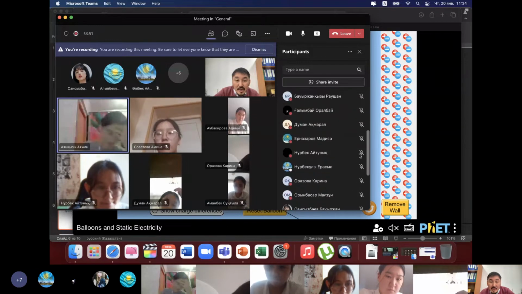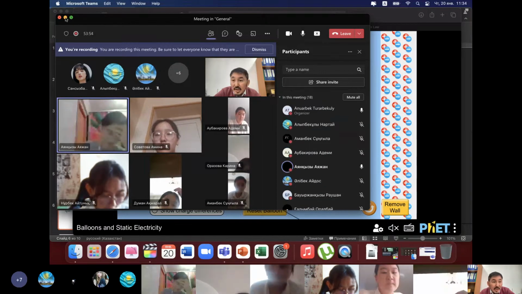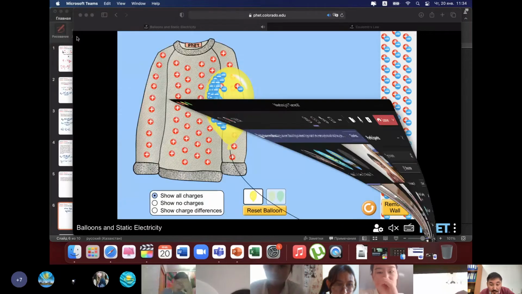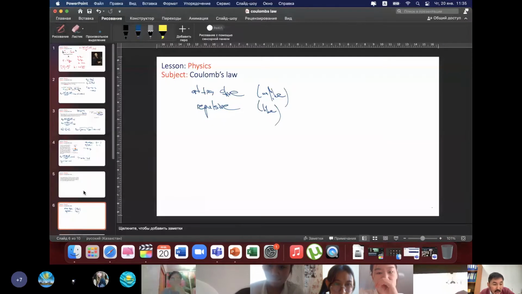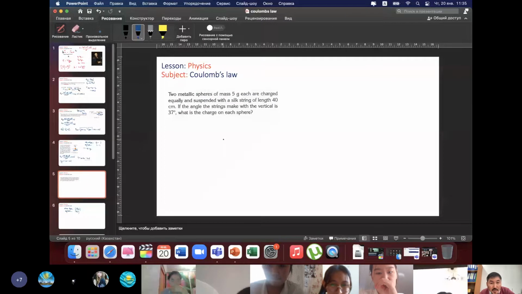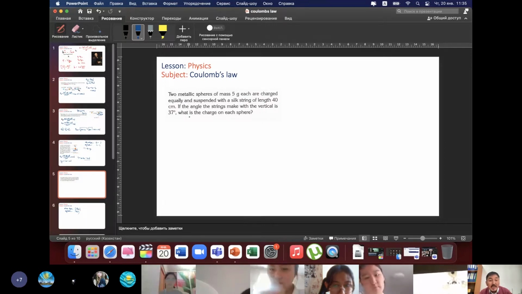Okay, thank you. But before we finish the lesson, I want you to solve one more example. If you can solve it, please let me know. Two metallic spheres of mass 5 grams each are charged equally and suspended with a silk string of length 40 centimeters. If the angle the strings make with the vertical is 37 degrees, what is the charge of each sphere?